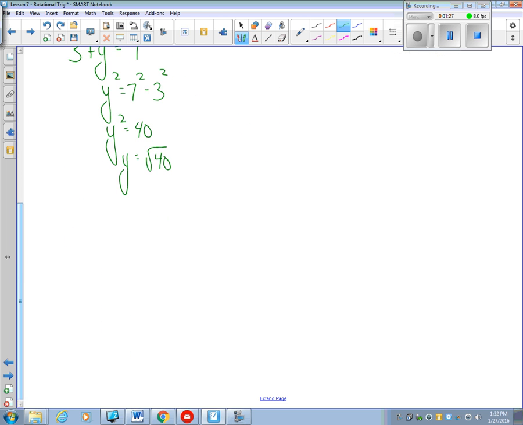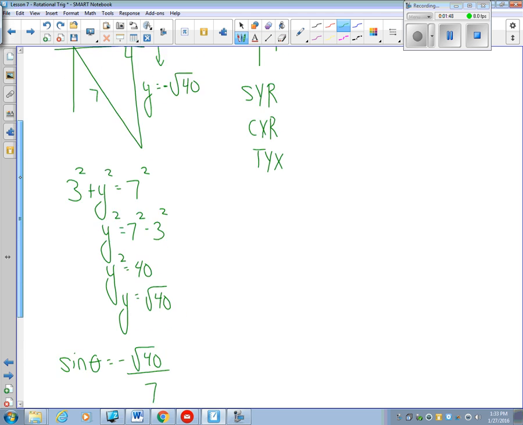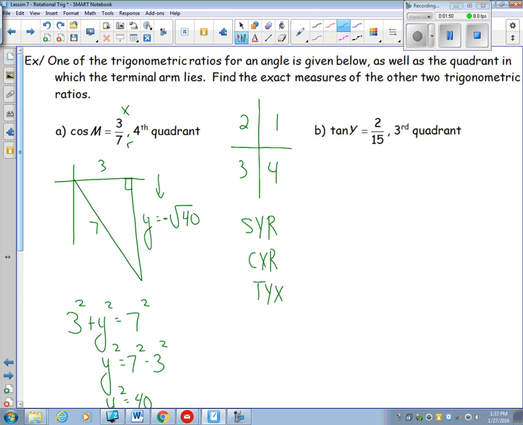Now the question asks us for the other two ratios. We were given the cos. Let's write down the sine. The sine is Sir, that's y, which we just said was negative root 40 over r. r was 7. And tan. Tan was Tix: y, negative root 40 over x. And x was 3. And there we've solved the other two ratios that we were missing. If you want to try the second one yourself, this would be a good time to do that.